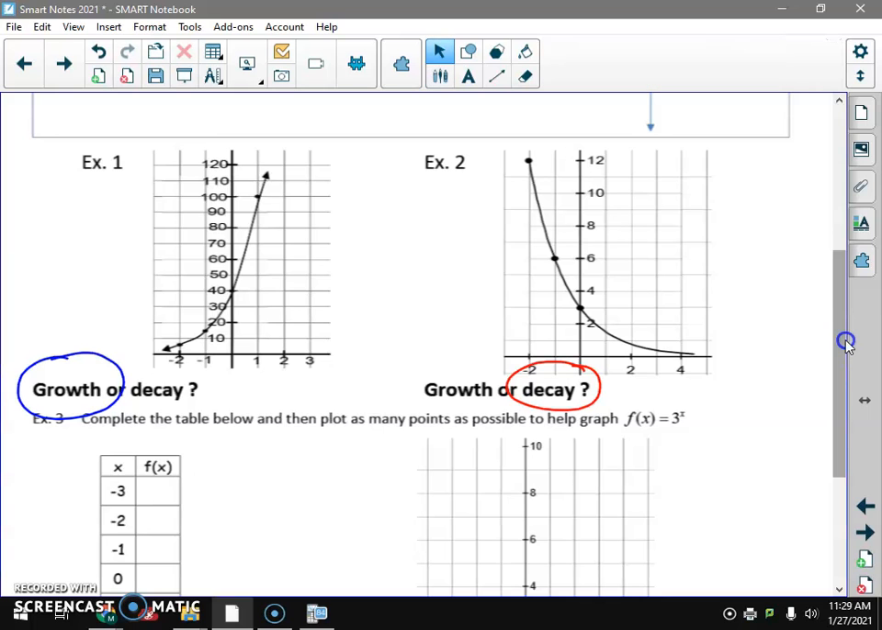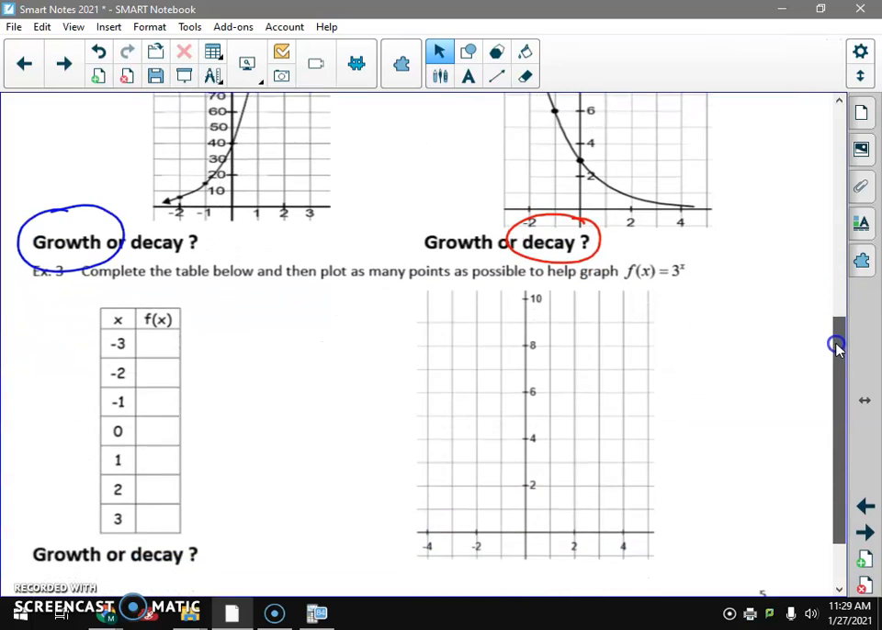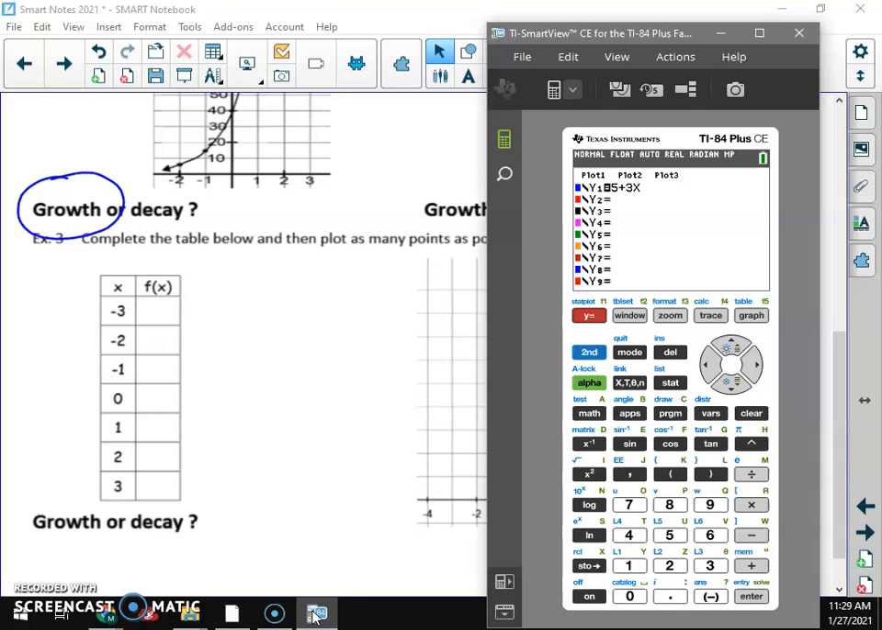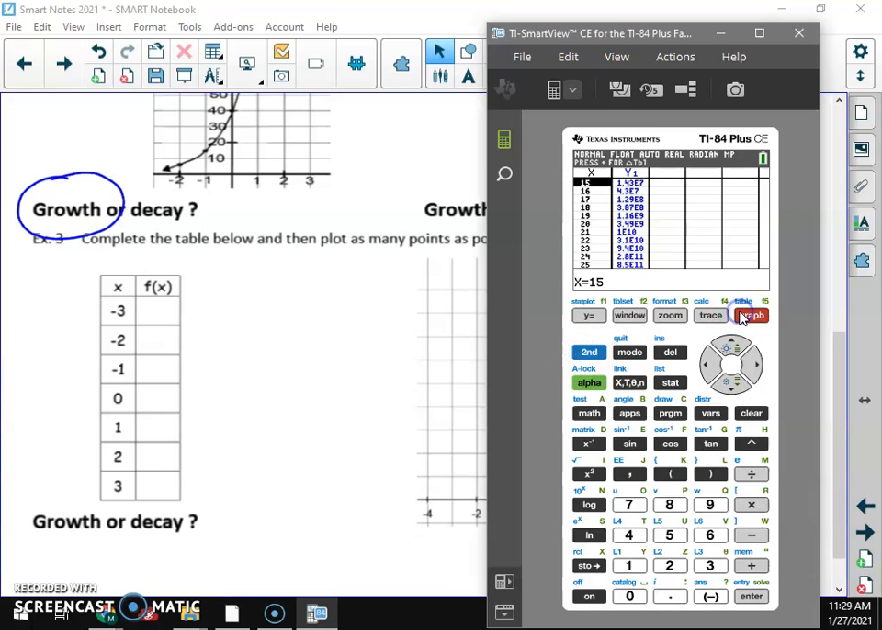All right, example 3. We have a function. How can we look at this? And that b is 3. It's a whole number, so I think I have an idea, but let's use our calculator, make our table and graph, and then take a look at the picture. So it says y equals 3 caret x, 3 to the x. Second graph, let's get our table.